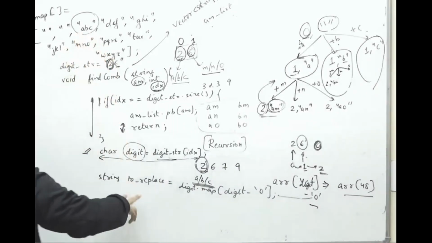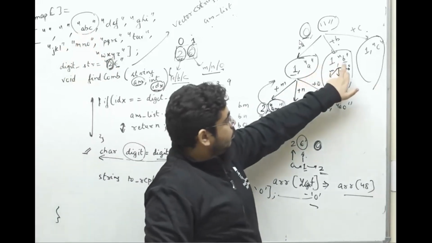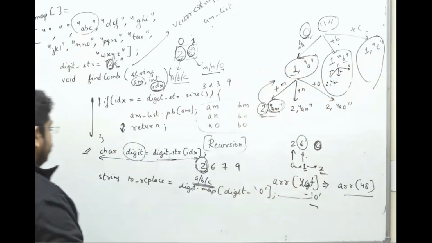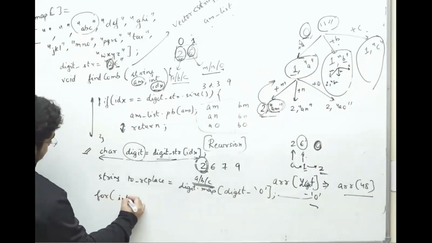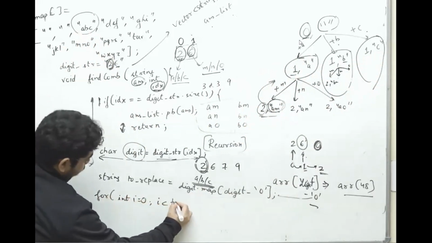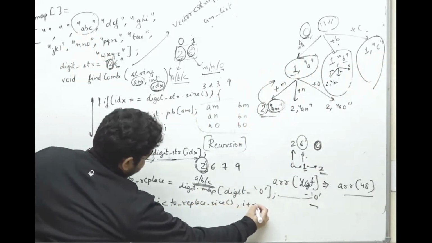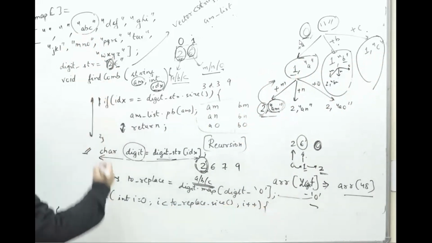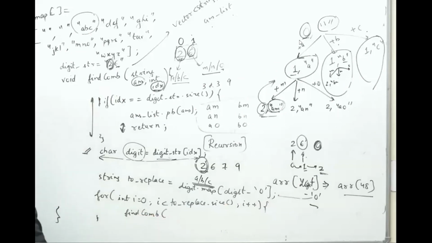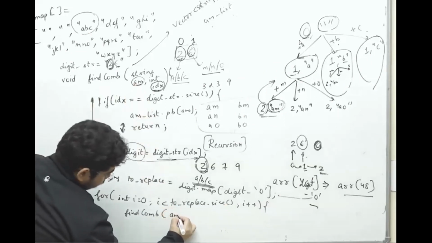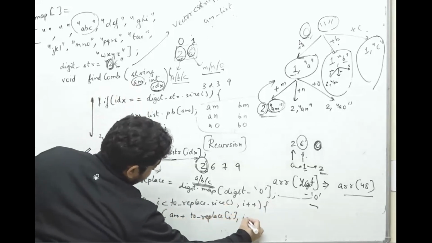Now I have this ABC. What I'll do is replace one by one. I'll put A, I'll put B, I'll put C, and recurse. So for int I equal to 0, I less than to replace dot size, I plus plus, just recurse for answer plus to replace of I and index plus 1.